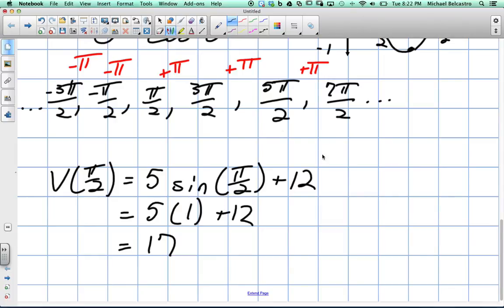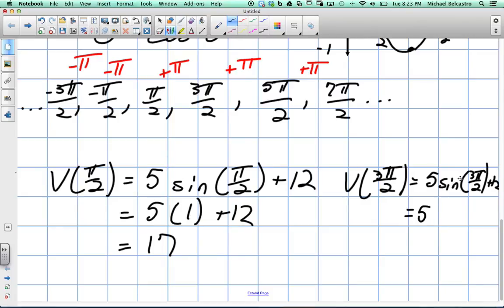Let's go with our next value here. Voltage at 3 pi over 2 equals 5 sine 3 pi over 2 plus 12. Sine 3 pi over 2 is negative 1, so we get negative 5 plus 12. We have our value of 7.